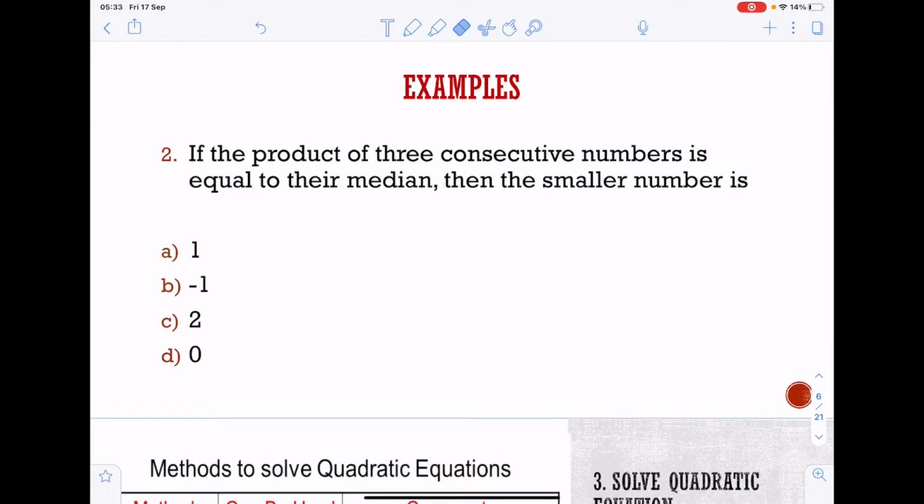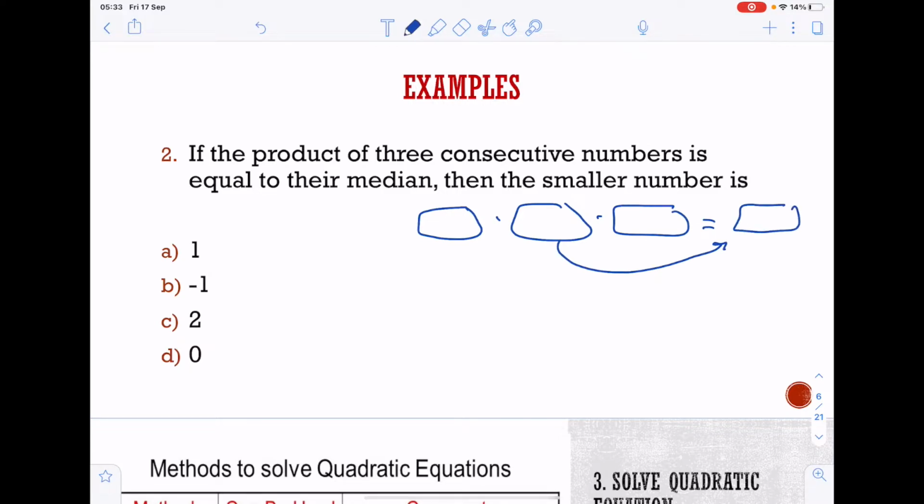Example 2: if the product of three consecutive numbers is equal to their median, then the smaller number is. So we have three consecutive numbers. If I multiply them, it will give me the middle one. What are they? Let's try those options since we have options. If I pick the smallest one to be 1, the numbers would be 1, 2, and 3, and the product should be equal to 2, and this is wrong.